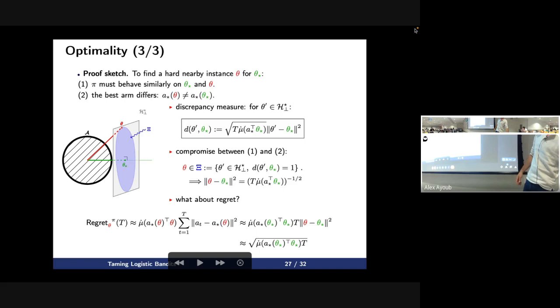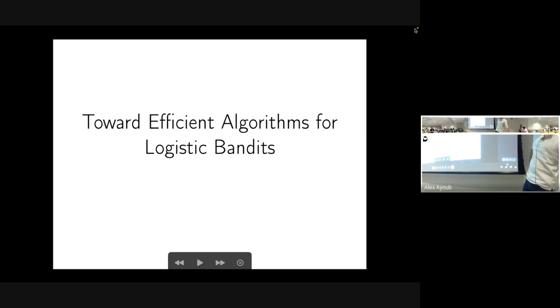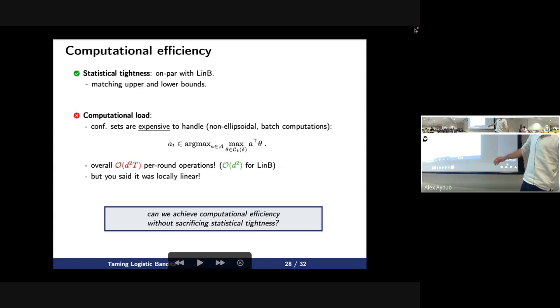So that's it on the statistical tightness perspective. The last question is about having efficient algorithms for those problems. I'm just going to give you the pitch and then I'll conclude. If you think about what we did from a regret bound point of view, the exploration-exploitation trade-off point of view, logistic bandit and linear bandit are the same. They're the same because at some point you are going to behave in a very localized area and the local linearization is enough. But from a computational perspective, they're definitely not the same.